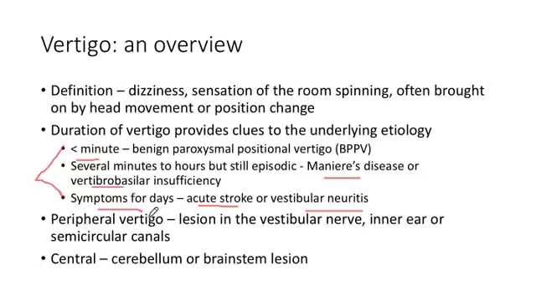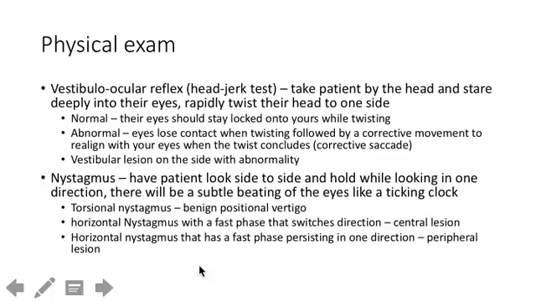And then just the general anatomy of vertigo, you've got to keep in mind. Central vertigo is going to be a stroke, usually that can happen in the cerebellum or the brainstem, and I'll give you more details on that later. And then peripheral vertigo is going to be in our vestibular nerve or semicircular canals.